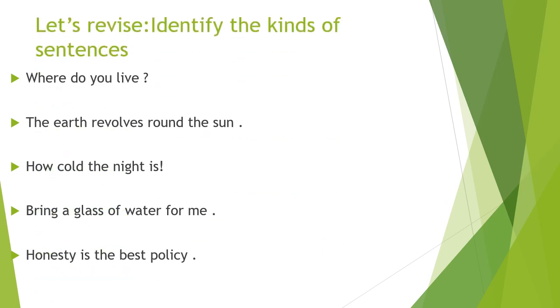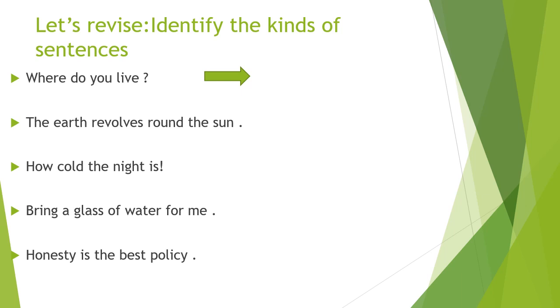Let us revise today's topic with the help of this exercise. Identify the kinds of sentences. First one, where do you live? What is it? Yes, it's a question. So, what will be its kind? Yes, it's an interrogative sentence.